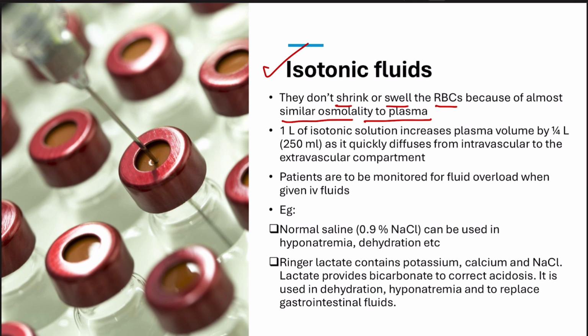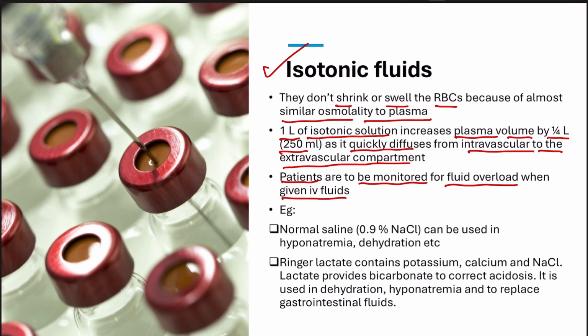So 1 liter of isotonic solution increases the plasma volume by 1/4 liter, that is 250 ml. This is because it quickly diffuses from the intravascular component to the extravascular component. So whenever we are giving 1 liter of the isotonic fluid, it will lead to an increase in the plasma volume by 250 ml, that is 1/4 of the liter. Then patients are to be monitored whenever we are giving the fluids, to look for fluid overload whenever we are giving the IV fluids.